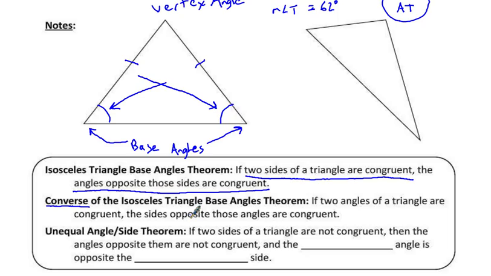So it's kind of the exact opposite, or going backwards. If I know angles, then sides, that's the converse. If I know sides, then angles, I start with an isosceles triangle, so that's the isosceles triangle base angle theorem. We will refer to that as the base angle theorem.